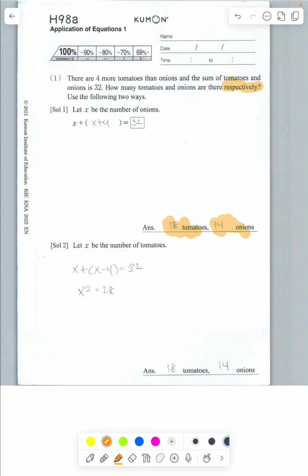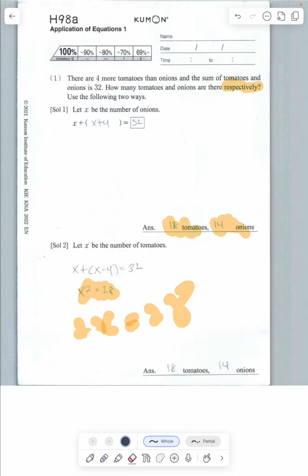Okay, that's fine. So now solution number 2. Read the question. X be the number of tomatoes. So you want a number of tomatoes, before is the number of onions. So now how do you represent the number of onions then? X minus 4. Good job. Equals 32. Yes, good job. 2X minus 4 equals 32. 2X equals 30. So this was actually wrong. It should be 2X equal to 28.